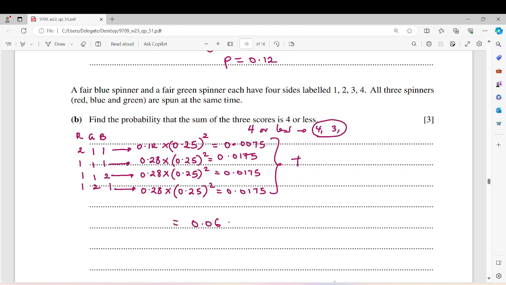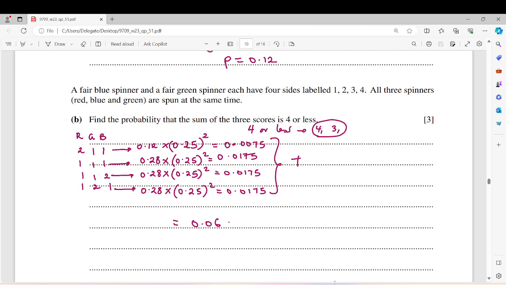So I'm saying find the probability that the sum of the 3 scores is 4 or less. So it means when you add the values that are portrayed on all the 3, it should either be 4 or it can be 3. 3 is the list where each one shows 1, 1, 1. So we can have 2, 1, 1 and look at different arrangements where we can have 1, 1, 2 and 1, 2, 1.